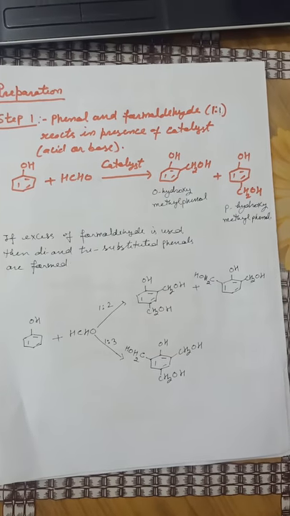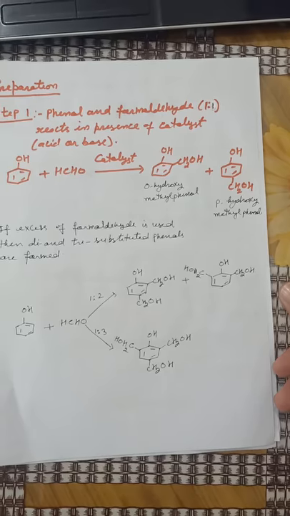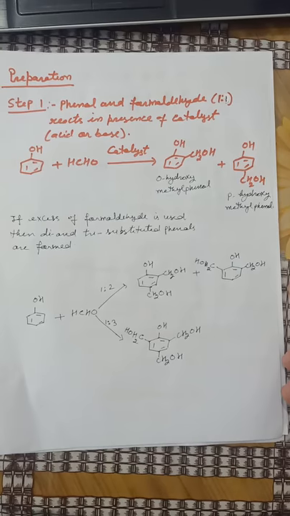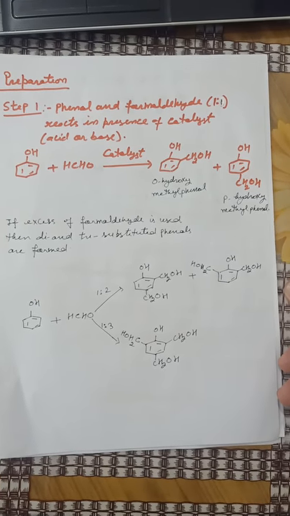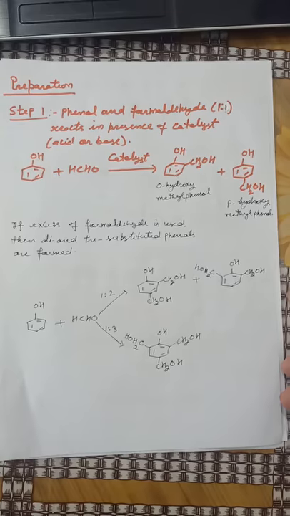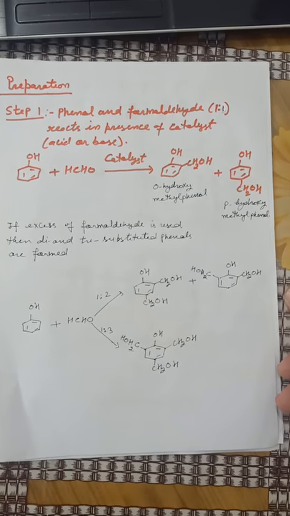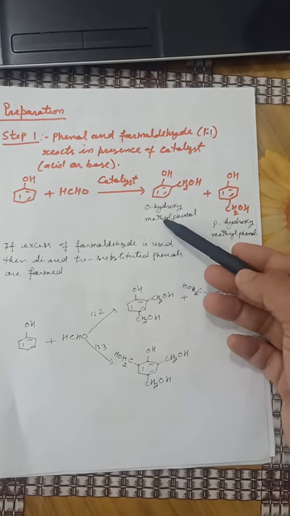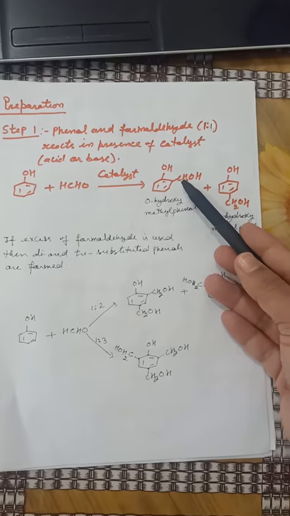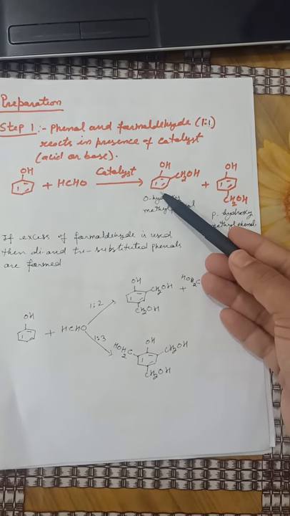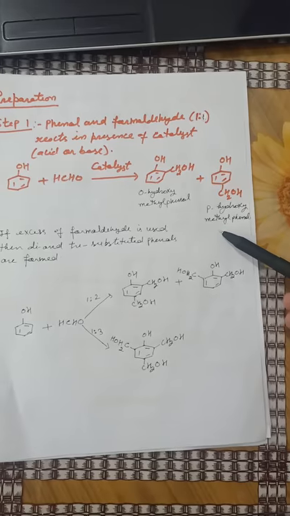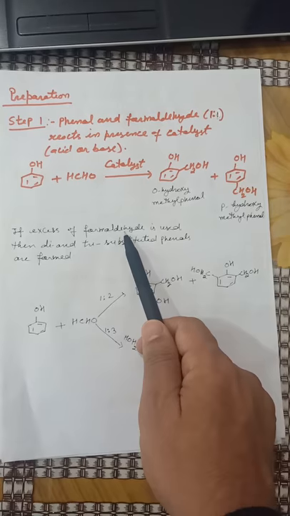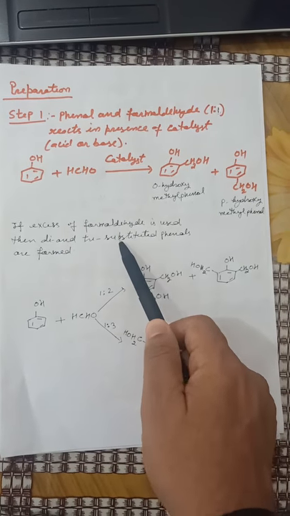Phenol and formaldehyde are used in 1:1 ratio and they react in the presence of a catalyst. That catalyst can be an acid or a base. When phenol is treated with formaldehyde in 1:1 ratio, we obtain mono-substituted phenol, that is ortho hydroxymethyl phenol. This is the ortho position, this is meta position, this is para position, and we obtain para hydroxymethyl phenol. And if we use excess formaldehyde, then we obtain di- and tri-substituted phenol.